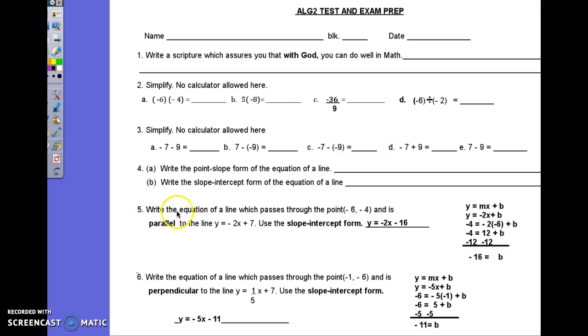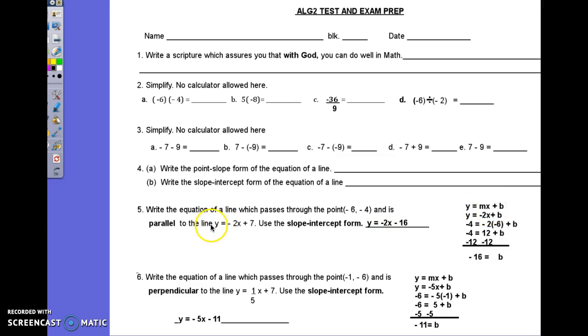It says, write the equation of a line which passes through the point -6, -4, and is parallel to the line y equals -2x plus 7. Use the slope-intercept form. I encourage you to read it twice: parallel, that's a key word here. So the first thing to do is to write the slope-intercept form of the equation of the line, y equals mx plus b.